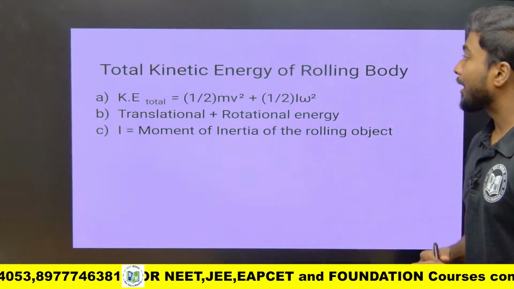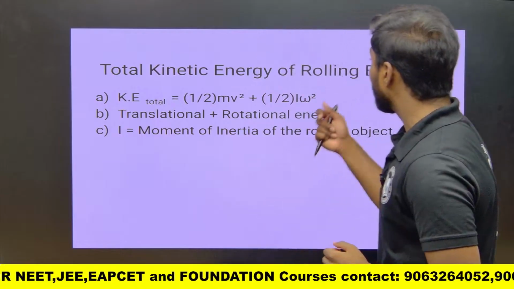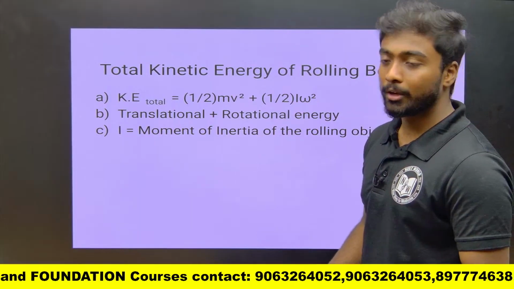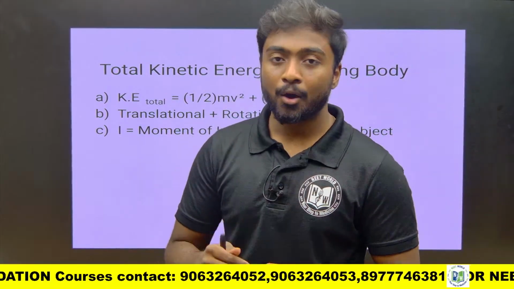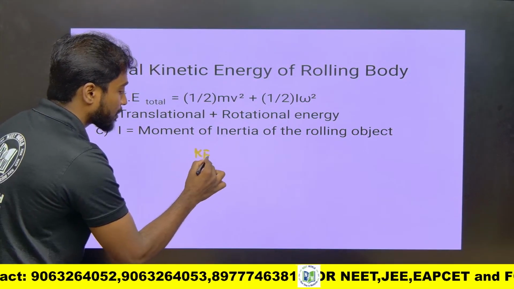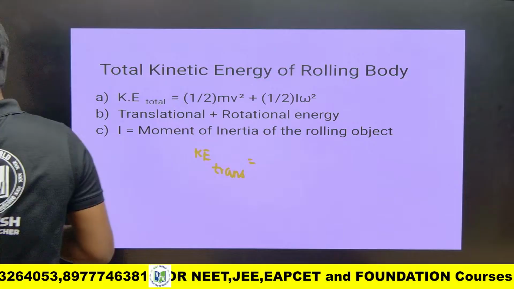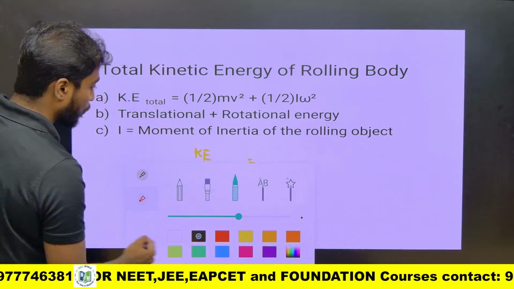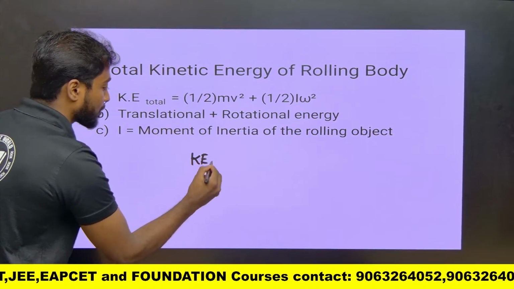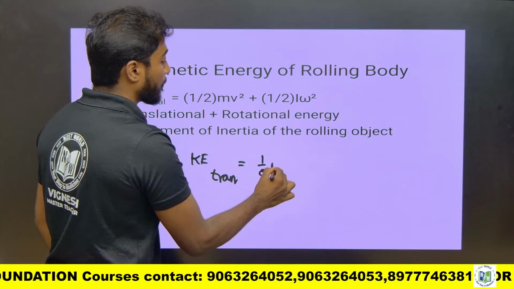Next one, total kinetic energy. Kinetic energy, we know the formula is half mv square. But in case of rolling bodies, the formula is half mv square plus half I omega square. For translation, I will write it here, kinetic energy of translation of a body is equal to half mv square.